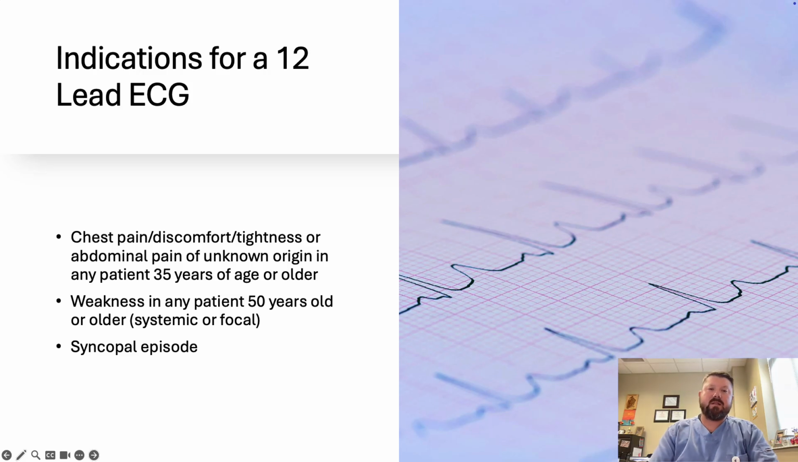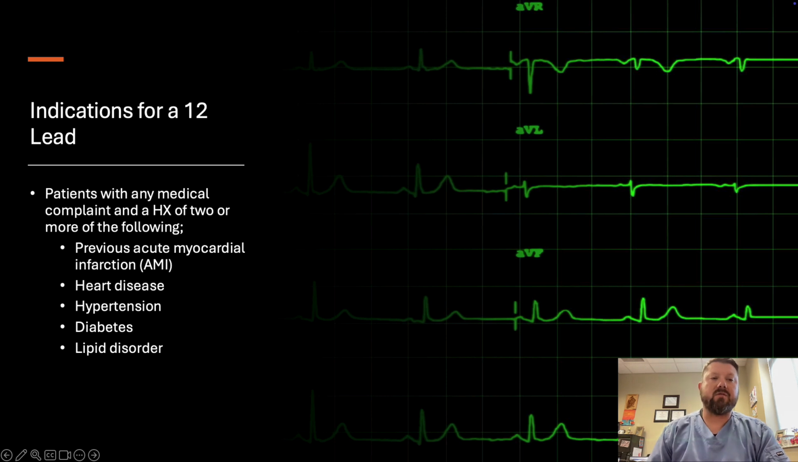So any patient that's experiencing chest pain, discomfort, tightness, or abdominal pain of unknown origin in any patient 35 years of age or older, also weakness in any patient 65 years or older, patients that might have experienced syncopal episodes. These are going to be indications for 12 lead, but also patients that have medical history of cardiac issues, especially with complaints and a history of 2 or more of the following: previous acute myocardial infarction, heart disease, hypertension, diabetes, cholesterol issues, lipid disorders.